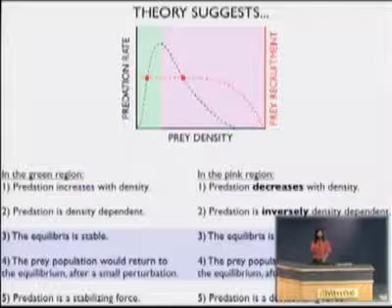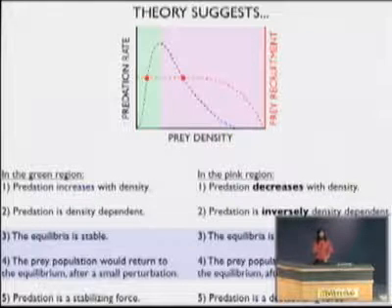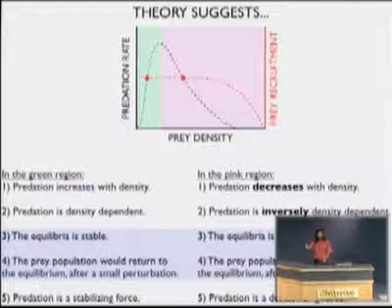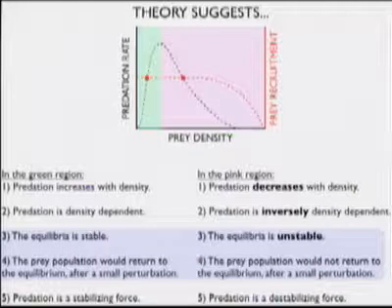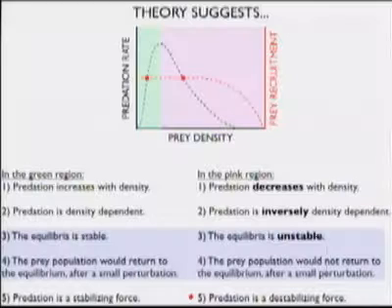Okay? Now let's go to the other side of the graph, onto that pink side, on the right-hand side. Everything is basically the opposite here. Here, predation tends to decrease with density, which means that we say that predation is inversely density dependent, which has the result of making the equilibrium associated with this region of the graph unstable. As a result, if the prey population is perturbed from its equilibrium, after this small perturbation, it will not return to that equilibrium. It will either get bigger and bigger, or it will get smaller and smaller. And so predation is a destabilizing force.